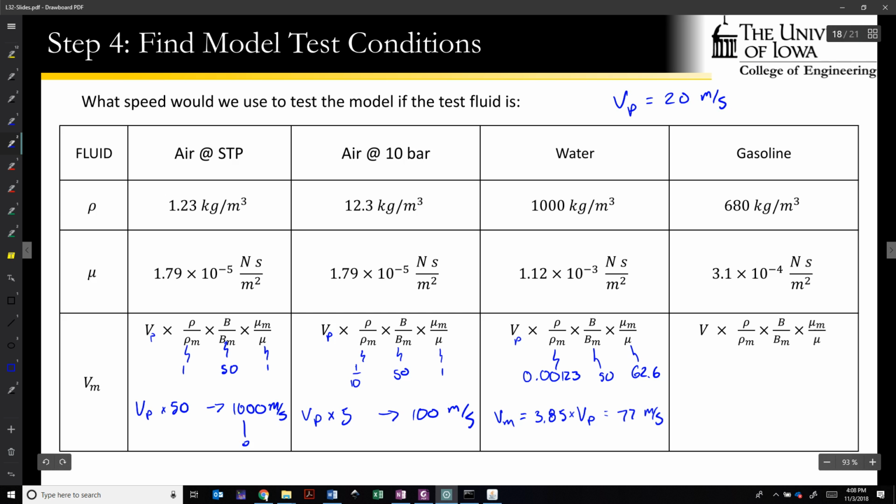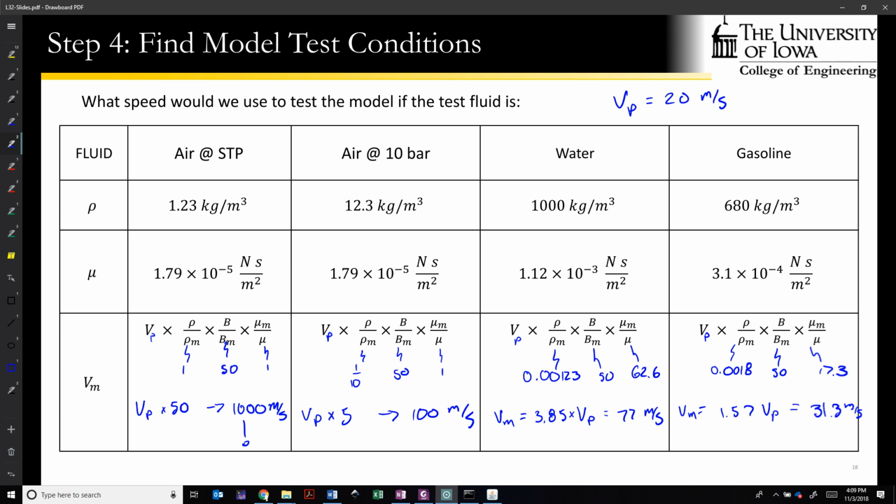And similar idea. What if we filled it with gasoline? We turn down the density a little bit. We turn down the viscosity a lot, and so here we would have 0.0018, this is 50, and this is 17.3. This would have us at 1.57 times the prototype scale velocity, or 31.3 meters per second. So the idea here is all we know is that the Reynolds numbers have to match.